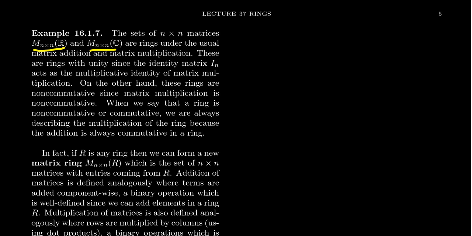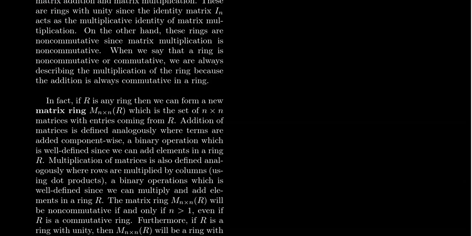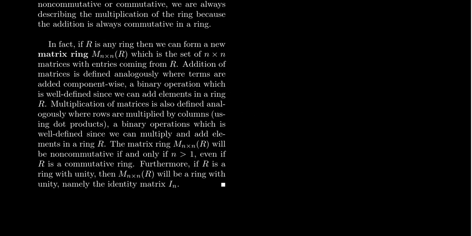But matrix rings are very important rings to study in ring theory. In fact, if you have any ring whatsoever, because there's nothing particularly special about the ring of real numbers or complex numbers here, if R is any ring, then we can form the matrix ring, which we'll denote M sub n by n of R, to be the set of all n by n matrices with entries coming from the ring R. Now, addition of matrices is defined analogously, where terms are added together component-wise, okay?